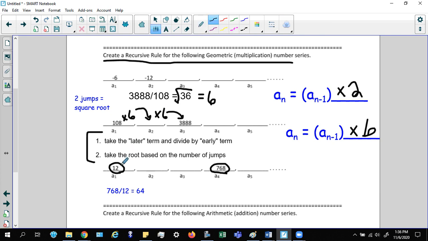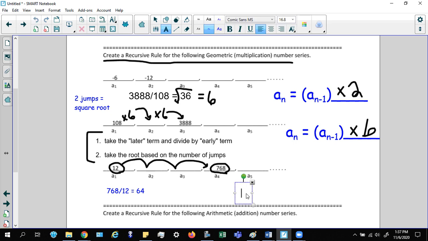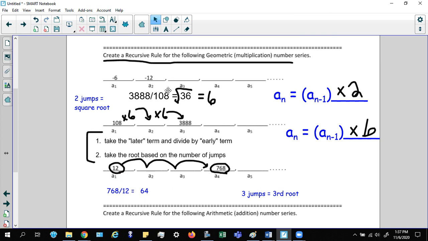Okay, now let's take a look at the jumps. All right, the jumps. We're here. Jump, jump, jump. We had to jump 3 places, so that means 3 jumps. So 3 jumps equals the third root. So I'm going to take the third root of 64. All right, so when I take the third root of 64, it ends up being 4. So that means I'm multiplying by 4 every single time.